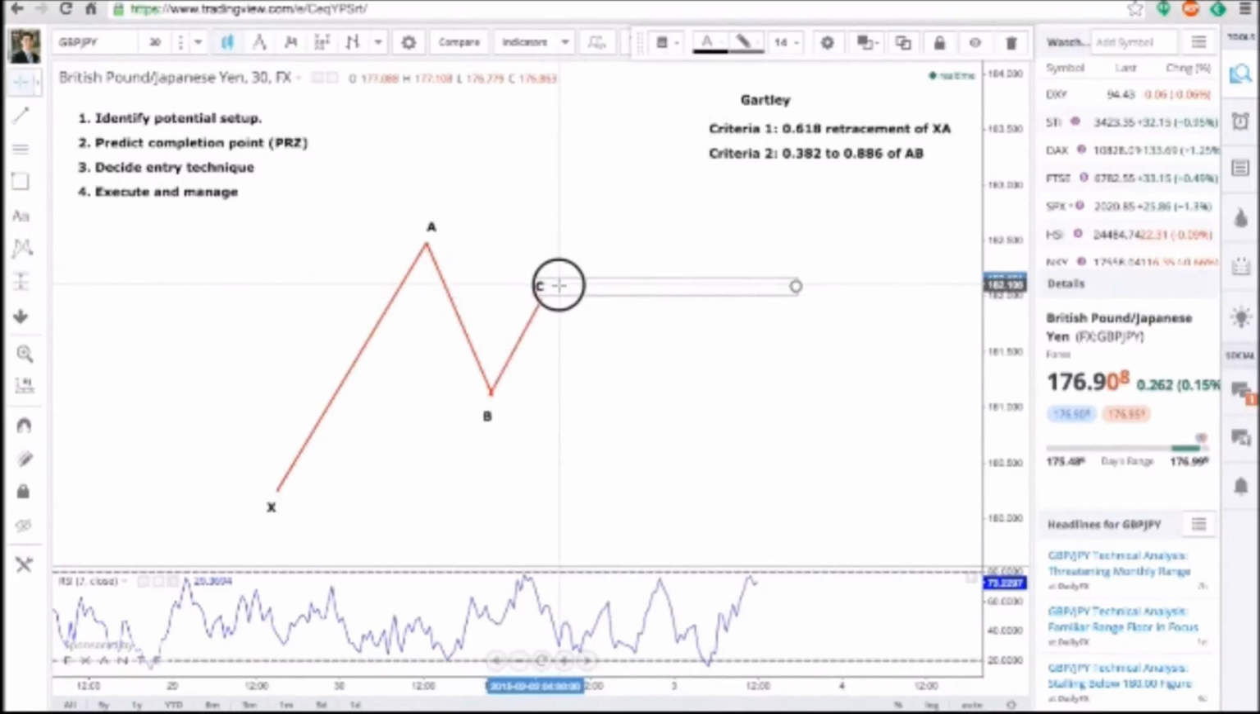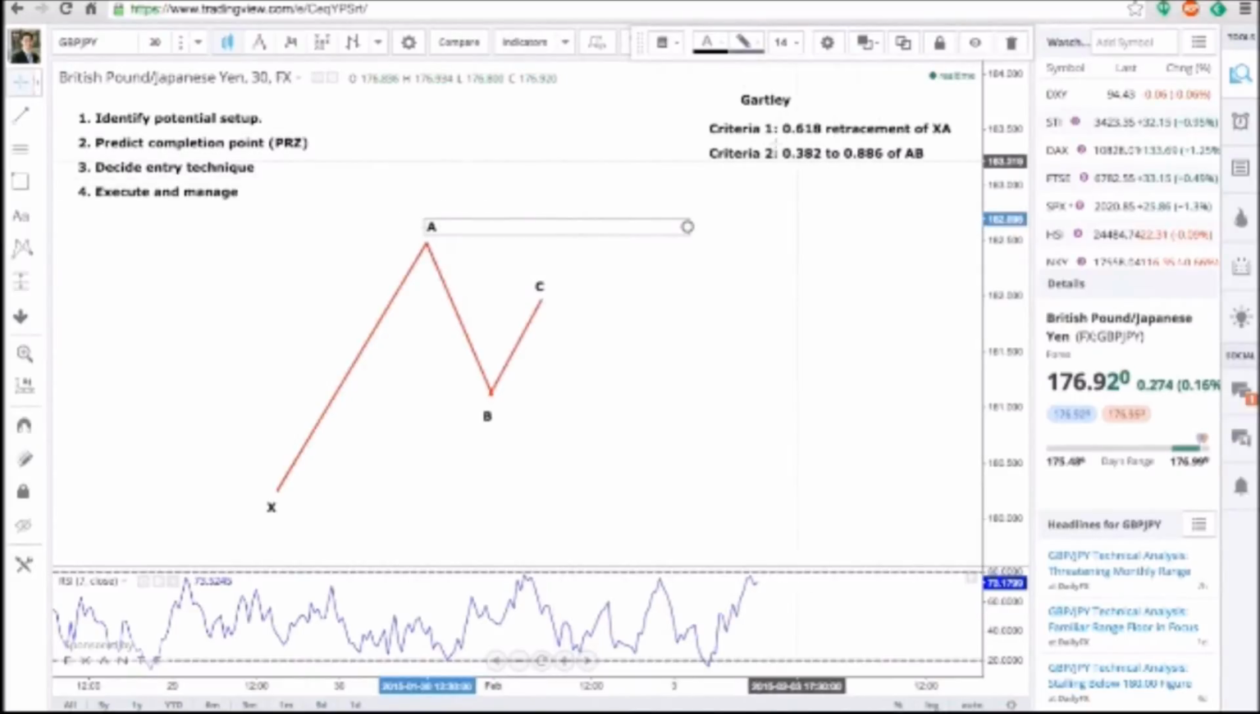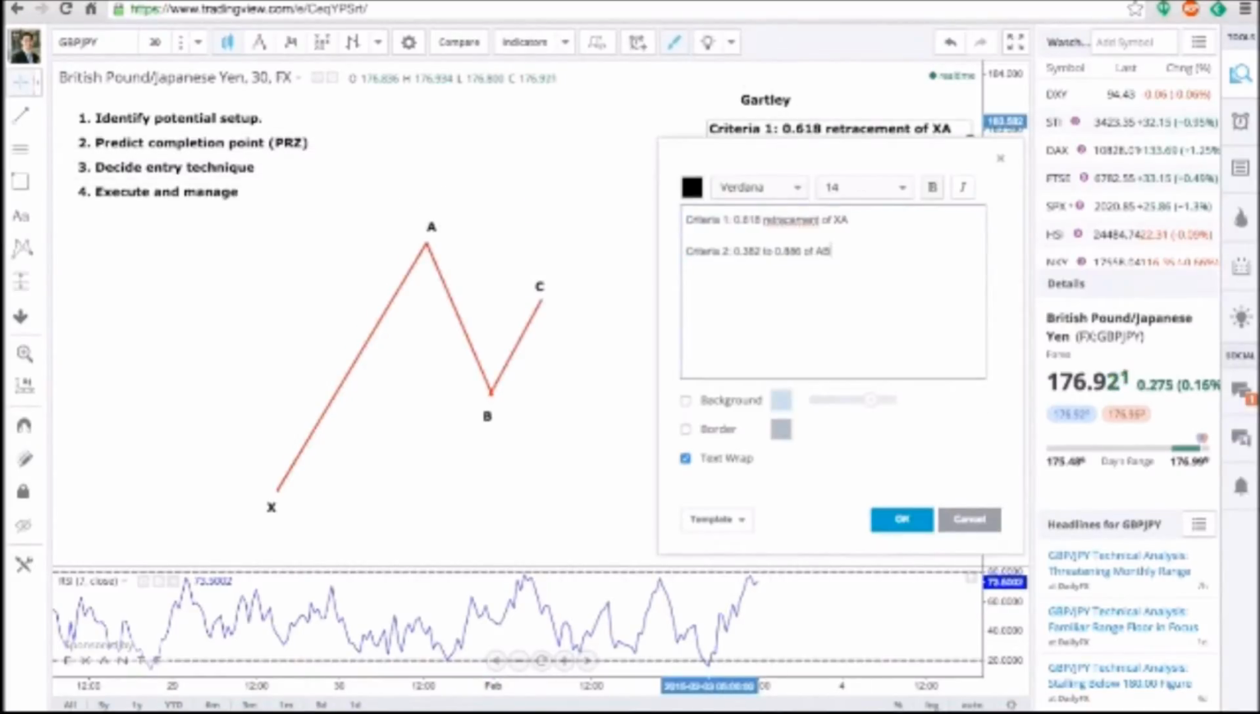What we want after this is the last criteria, which is criteria 3, to define our potential reversal zone. For Gartley, it's a 0.786 of your XA.